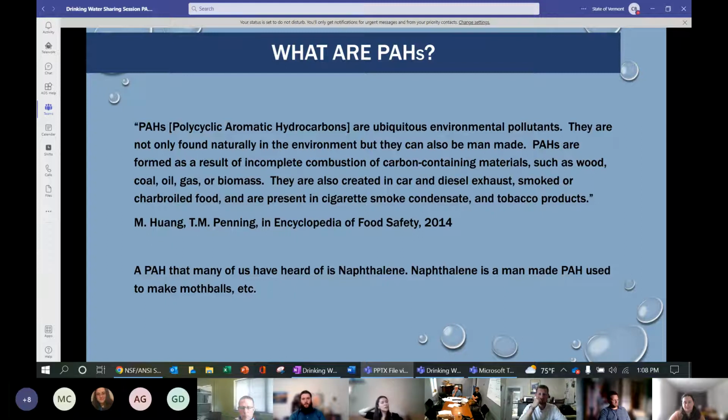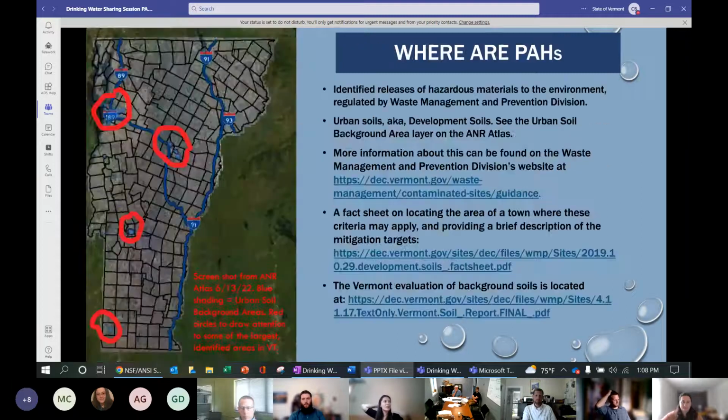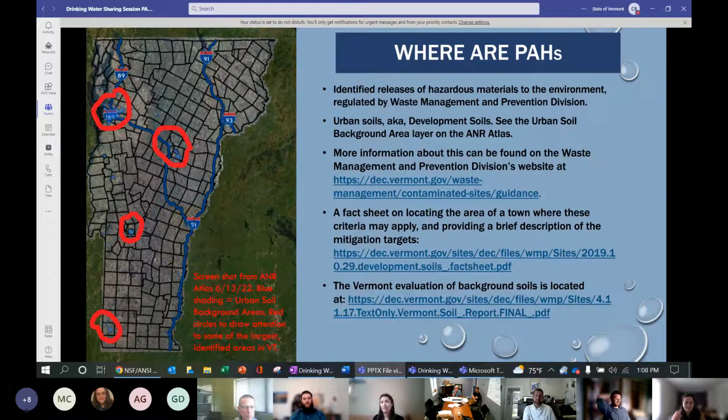So where are they? We know that they're ubiquitous, right? So what does that mean? Well, there are identified releases of hazardous materials, and that's its own thing, and you should reach out to Waste Management about those sites. There's also urban soils, or sometimes called development soils.